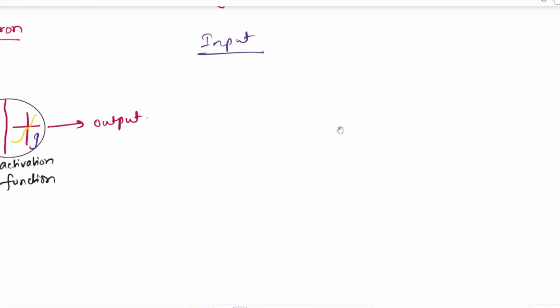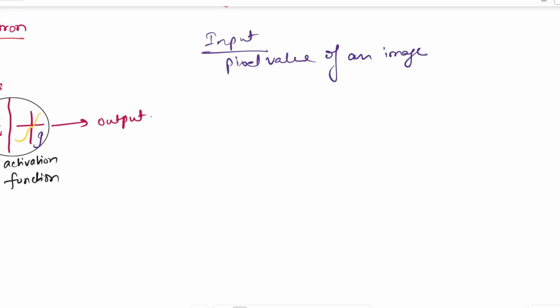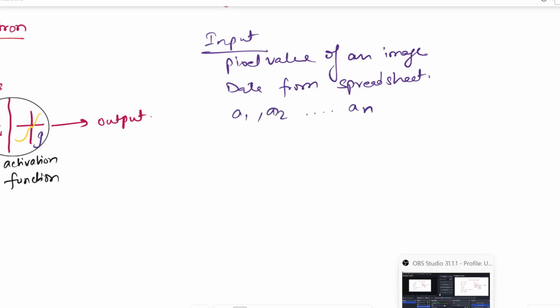First is the input. The input could be anything like pixel values of an image or data from a spreadsheet, because these are features we feed to the neuron. We can represent the input as A1, A2 and so on up to n number of inputs.